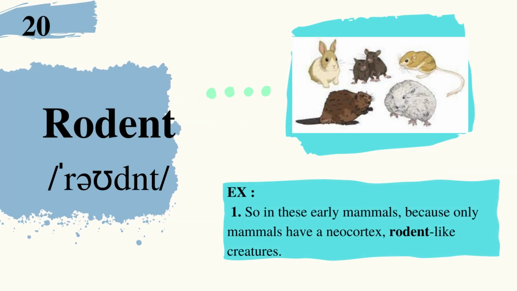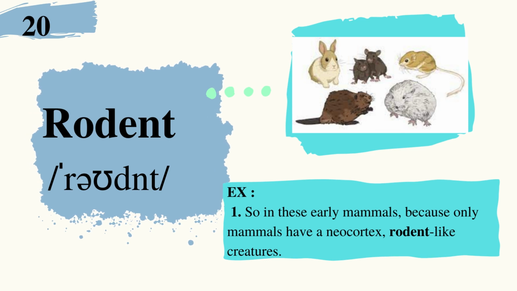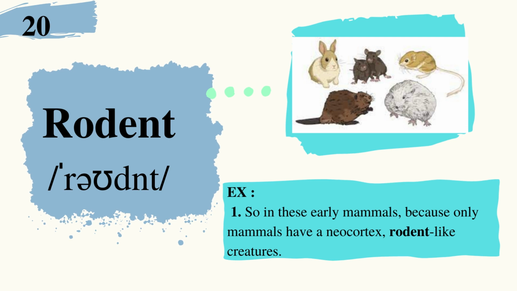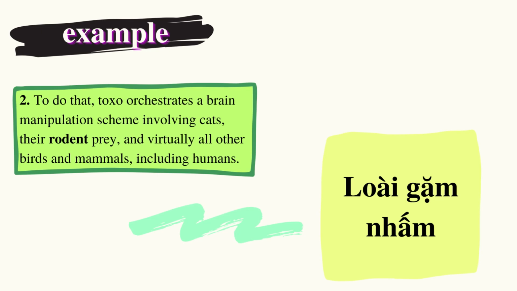20. Rodent. Example. So in these early mammals, because only mammals have a neocortex, rodent-like creatures. To do that, Toxo orchestrates a brain manipulation scheme involving cats, their rodent prey, and virtually all other birds and mammals, including humans.